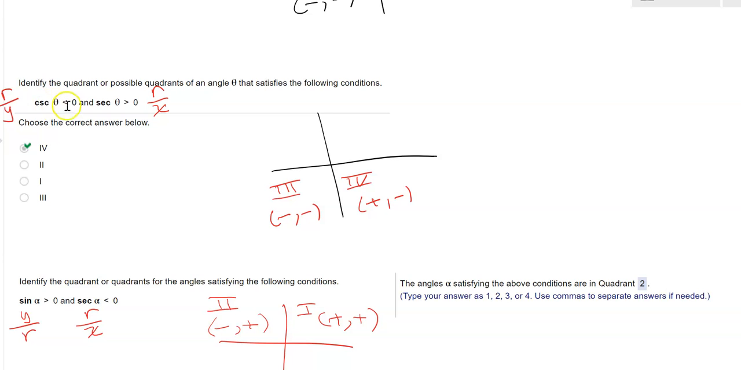Cosecant is dealing with sine, or y value, r over y. So when is this negative? It is negative in 3 and 4. And then the other part is secant, which is the inverse of cosine, or x value, r over x. So when is x positive? That is here.